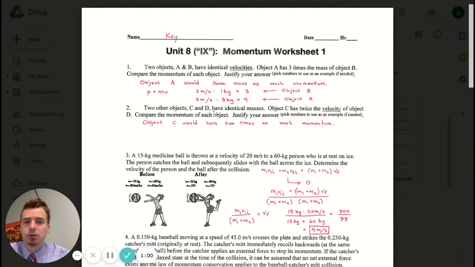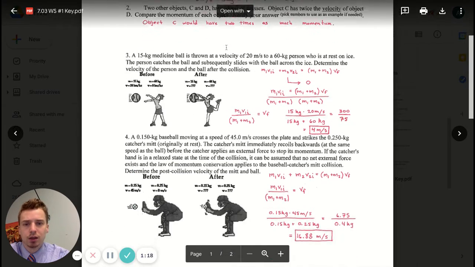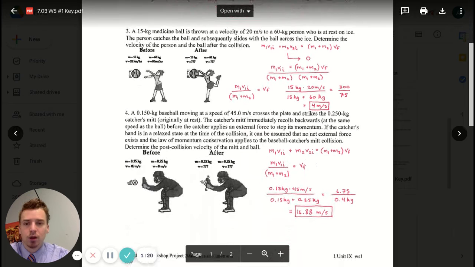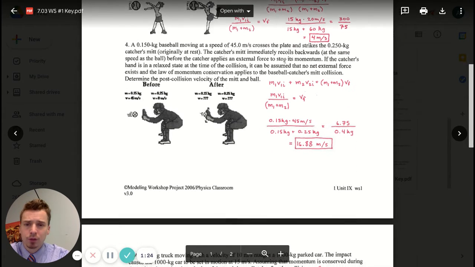Number 2 is a pretty similar problem, but in this case they have identical masses, and object C has twice the velocity of object D. So compare the momentum of each object. Object C, because it would have twice as much velocity, would have twice as much momentum. Pretty similar thought process to 1. I already went over number 3 when we were going through our notes, so that one you should have been good on.